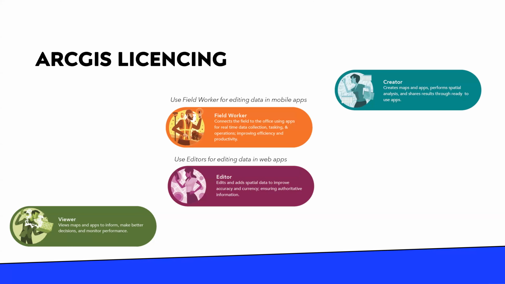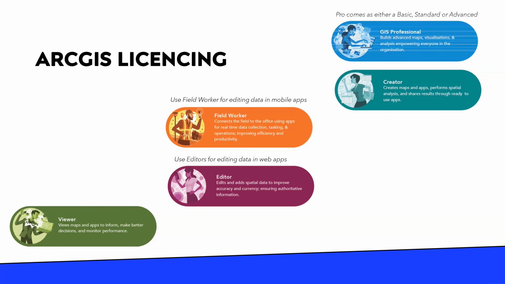Then we have a creator, which is the keys to the kingdom in terms of ArcGIS Online, can do everything in ArcGIS Online. But finally, we have what we're focusing on today, which is a GIS professional license. And it comes in three levels: basic, standard, or advanced. And that is the people who have access to everything in ArcGIS Online, everything a creator can do, a GIS professional can do, plus they have access to this thing called ArcGIS Pro.